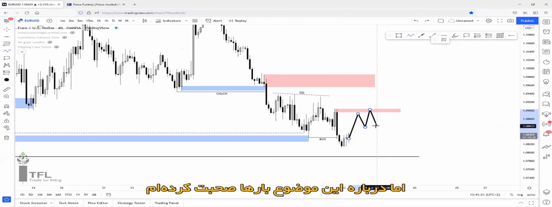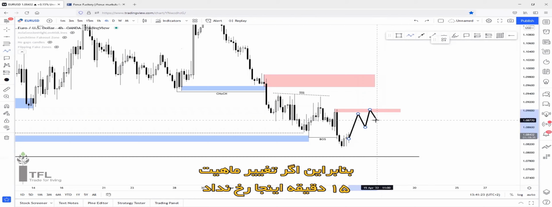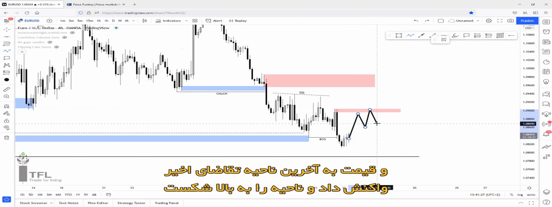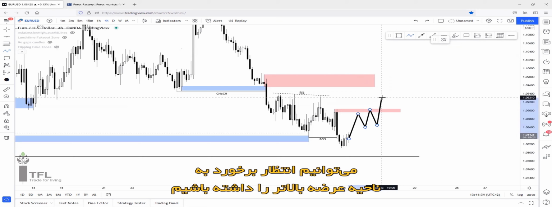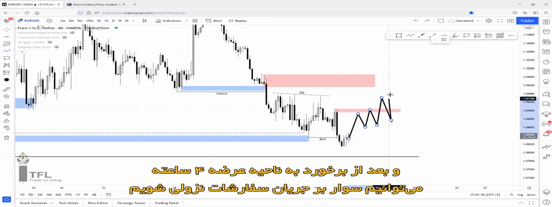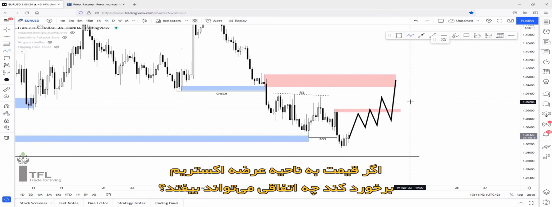But we've already talked about this several times. So if a 15-minute change of character can't happen right here, and for example, price reacts on this last recent 15-minute demand zone down here and breaks above this zone, we can expect the tap of the upper supply zone, and we'll be able to write the continuation bullish order flow after this 4-hour supply zone.